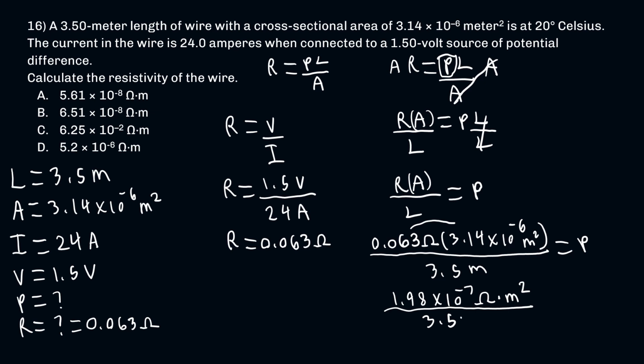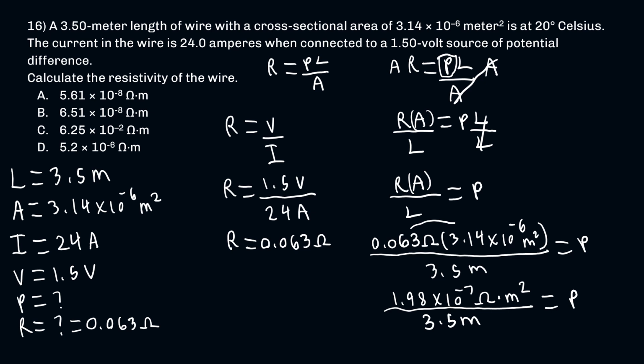Over 3.5 meters is equal to resistivity. So then I'm just going to divide these two numbers: 1.98 times 10 to the negative 7th over 3.5. So 1.98 times 10 to the negative 7th, divide that by 3.5 in your calculator, and you should end up here with an answer of 5.66. So it's a little bit off due to our rounding, but the closest one is 5.61.